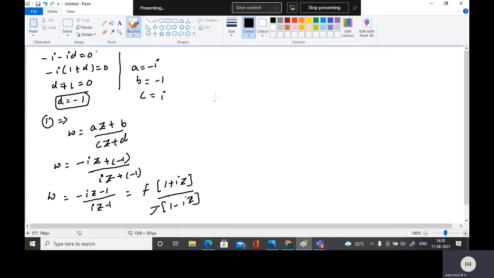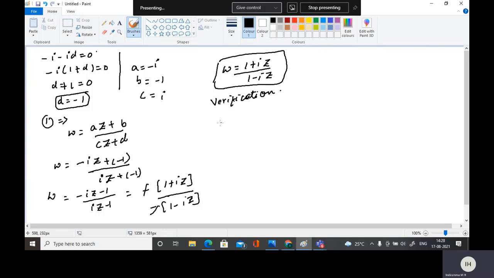Minus minus cancel. Therefore, W is equal to (1 plus iz) by (1 minus iz). This is the required transformation for the given points. So we can verify this. Verification we can do for our reference.